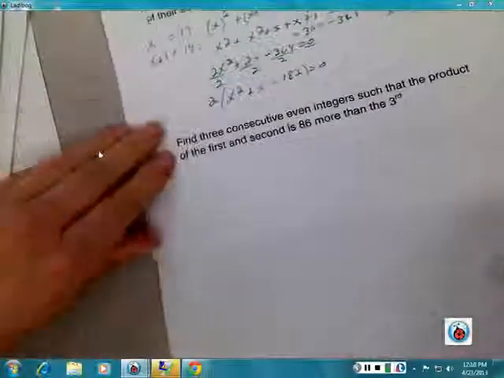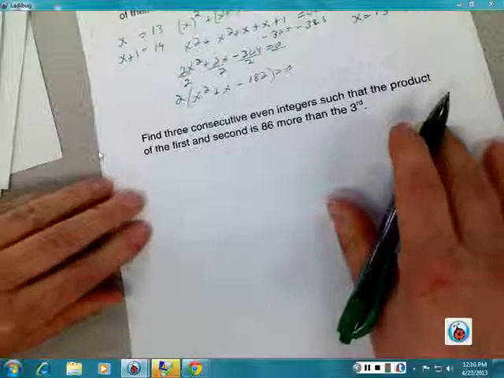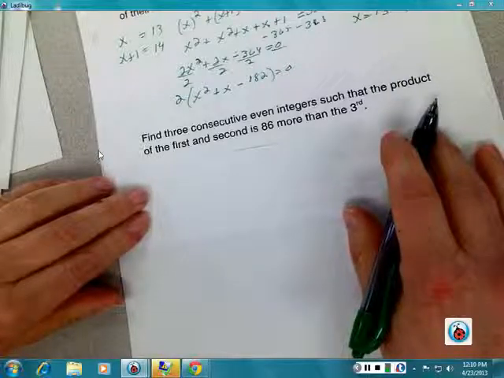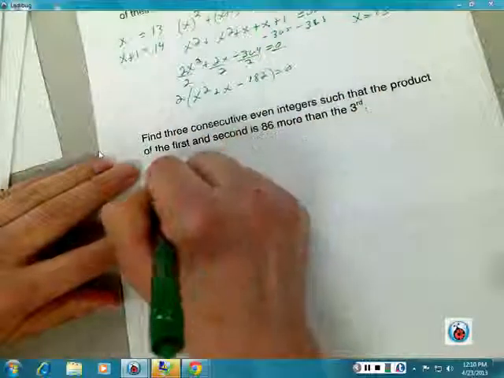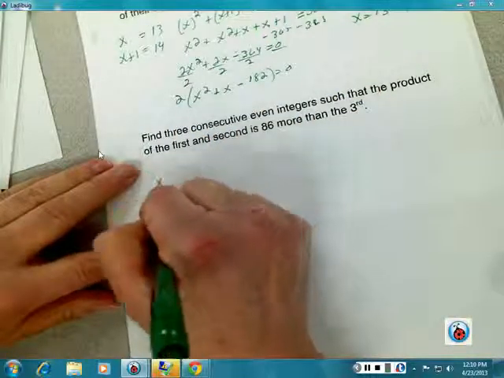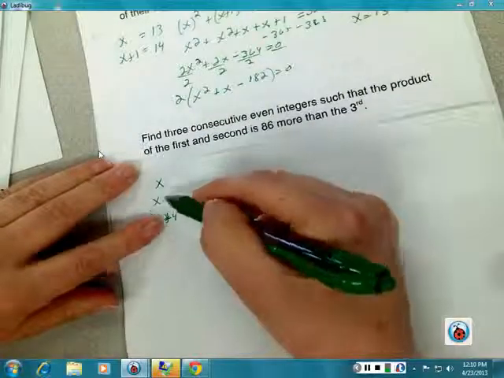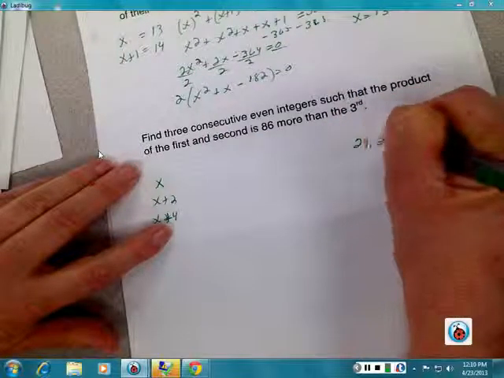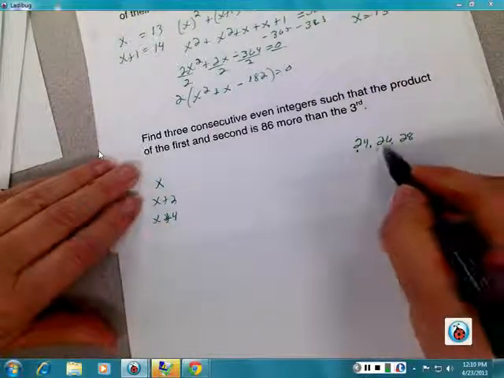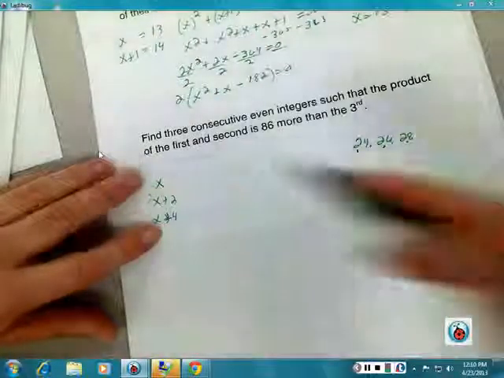This last one, I think we need a little bit more paper to work on this one, is 3 consecutive even integers such that the product of the first and the second is 86 more than the third. Okay, so 3 consecutive even: x, x plus 2, and x plus 4. And if you're hung up on this part, give yourself some examples. An example might be 24, 26, and 28. How do I get from 24 to 26? I added 2. How do I get from 24 to 28? I added 4. So that's my 3 consecutive integers.